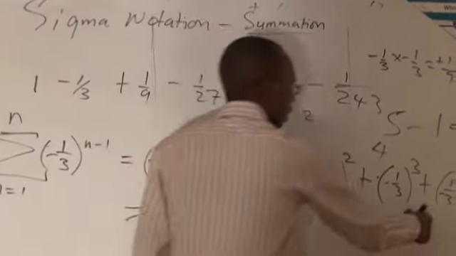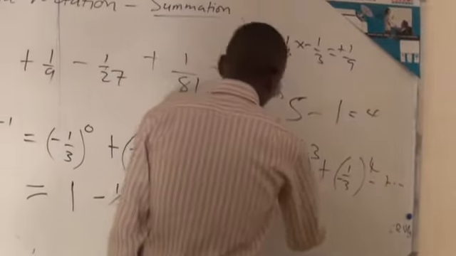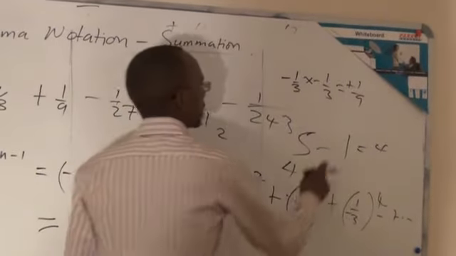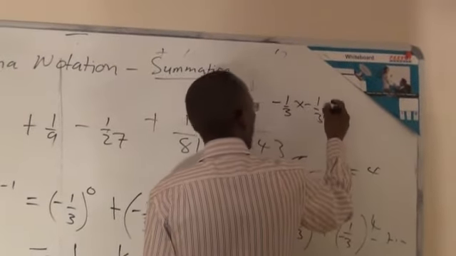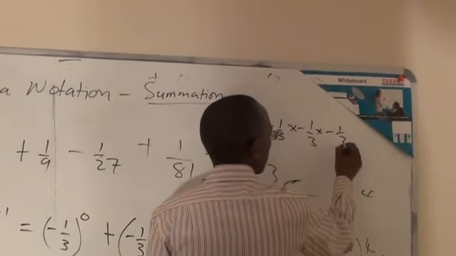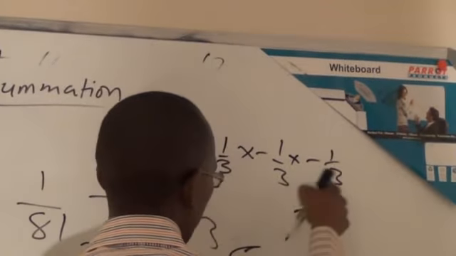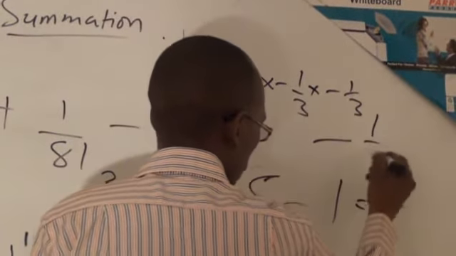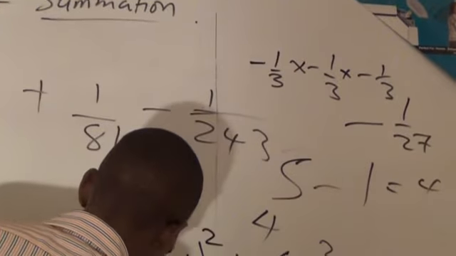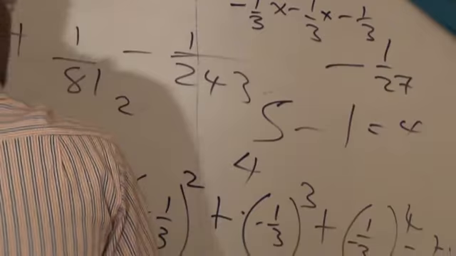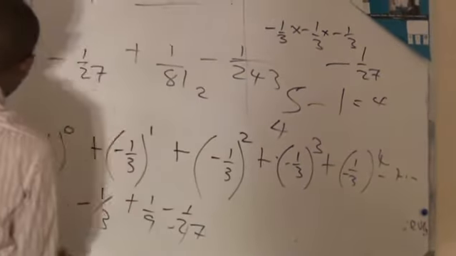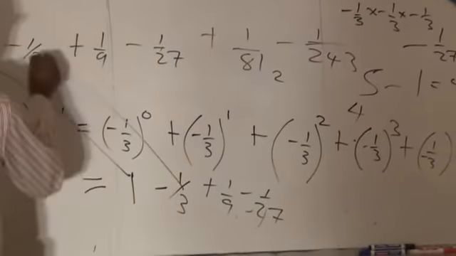Correct? Then we come here, plus minus 1 over 3 cubed. That's exactly the same as minus 1 over 3 times minus 1 over 3 times minus 1 over 3. Minus times minus is plus, times minus is minus. 3, 3, 9, 3, 27. So we get minus 1 over 27 here. And we can continue, and you can see already, this is exactly the same.